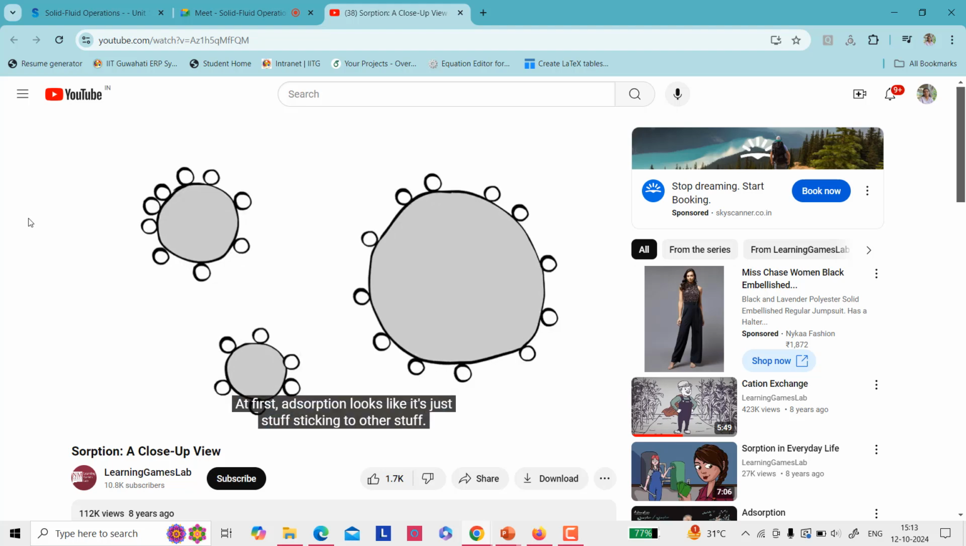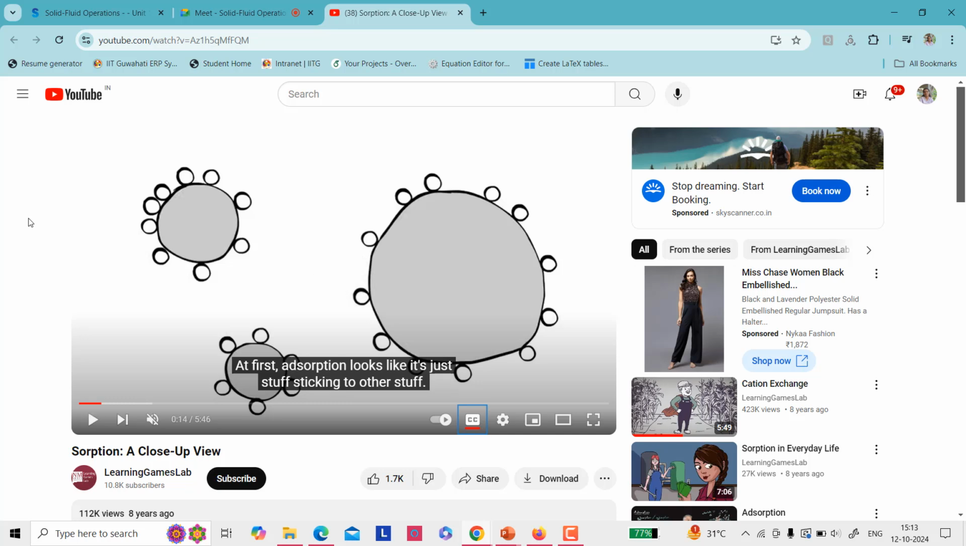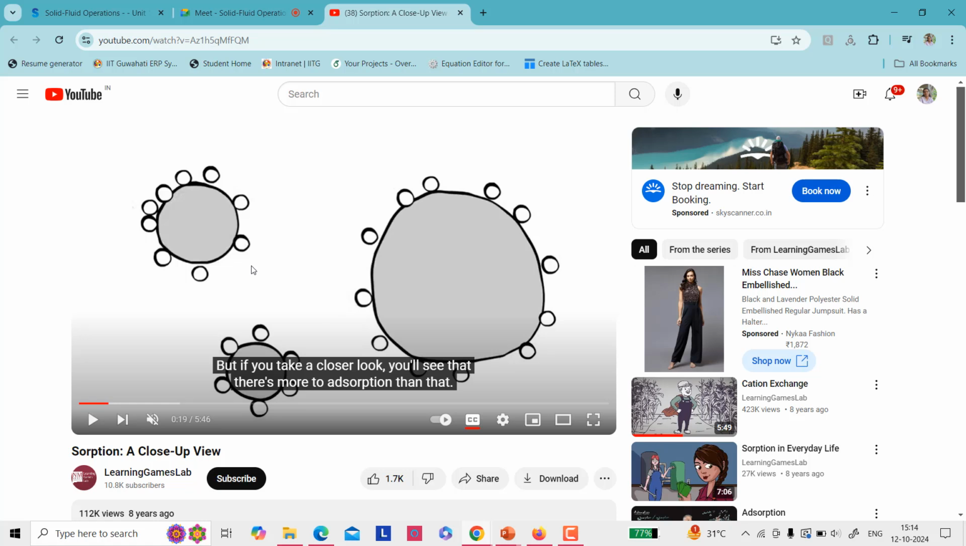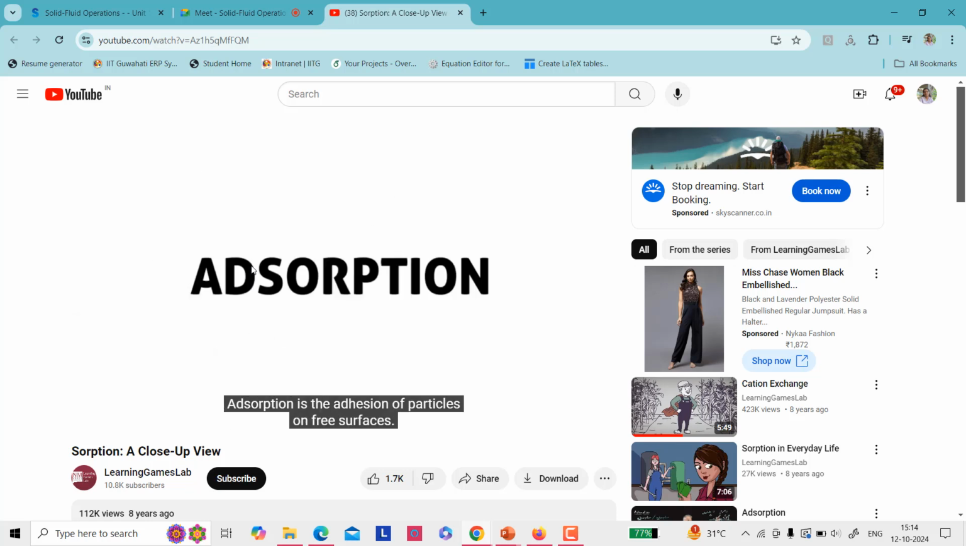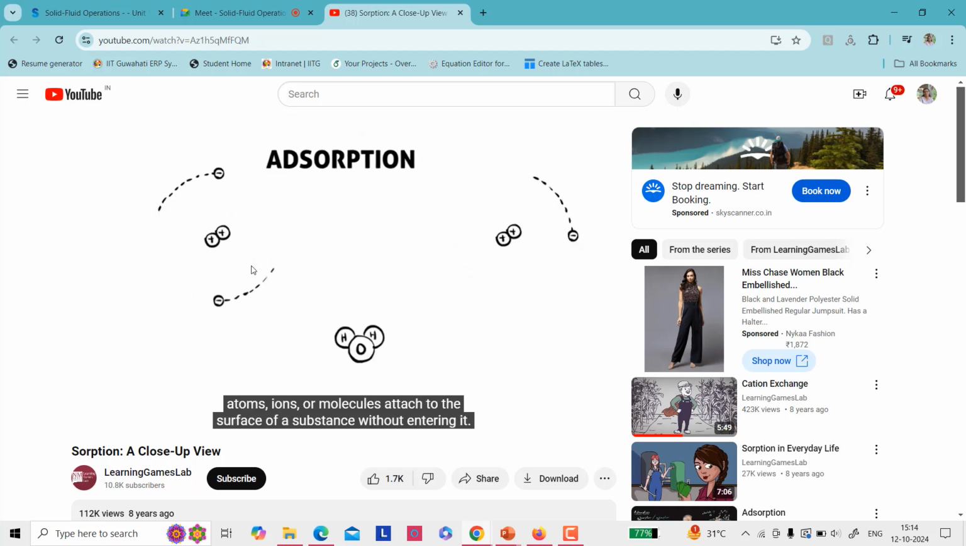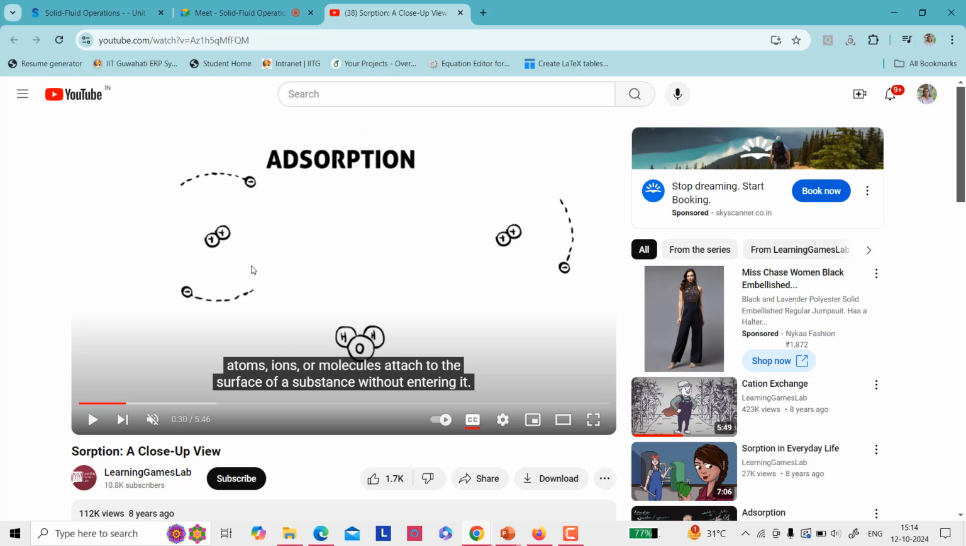At first, adsorption looks like it's just stuff sticking to other stuff, right? Like this in the image. But if you take a closer look, you will see that there is more to adsorption than that. What is it? Adsorption is the adhesion of particles on free surfaces. Adsorption happens when atoms, ions, or molecules attach to the surface of a substance without entering it.